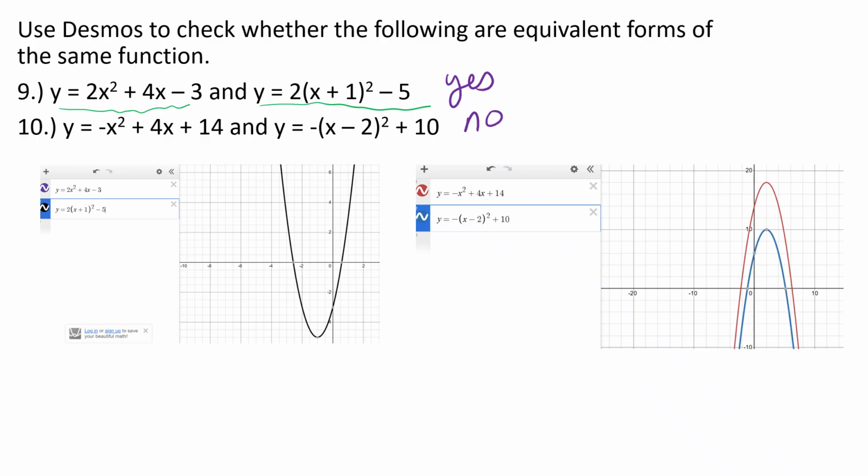And that's a really useful technical skill, to be able to graph to check your answers. You can use this on a multiple choice test to eliminate the answer choices. You know that you're looking for something that generates the same graph if they are equivalent functions.